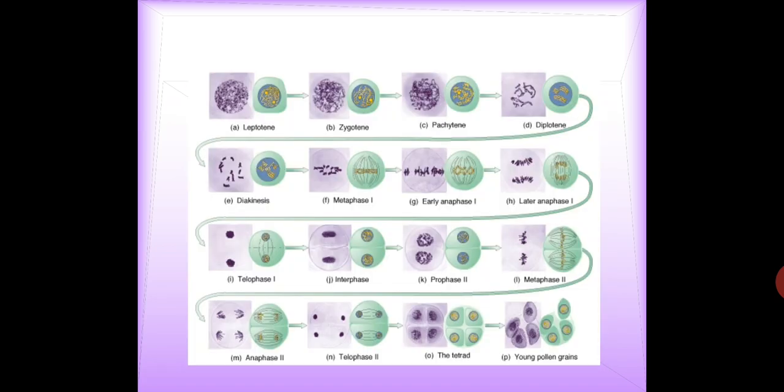Another view showing different stages of meiosis 1 and meiosis 2. Please observe carefully, in the order: leptotene, zygotene, pachytene, diplotene, diakinesis. This is prophase 1. Then metaphase 1, early anaphase 1, late anaphase 1, telophase 1, interphase 2, prophase 2, metaphase 2, anaphase 2, telophase 2, cytokinesis 2.